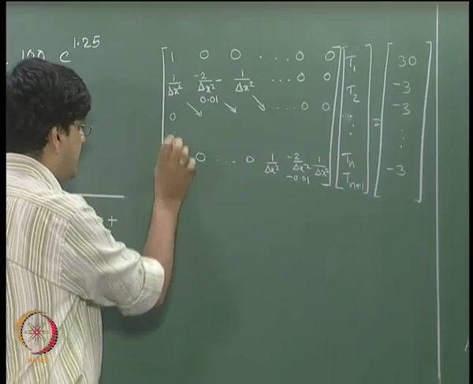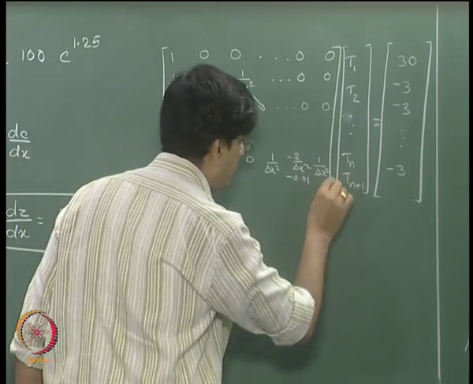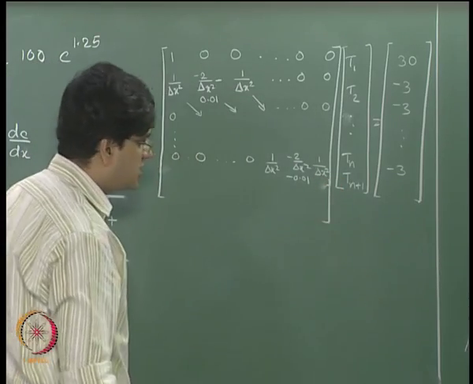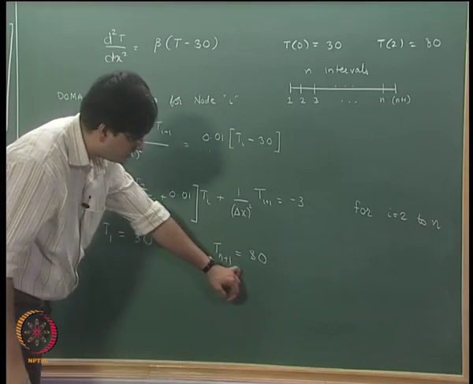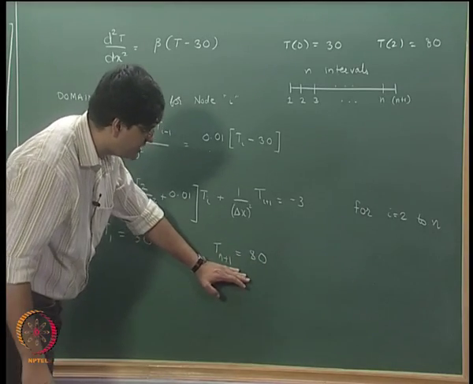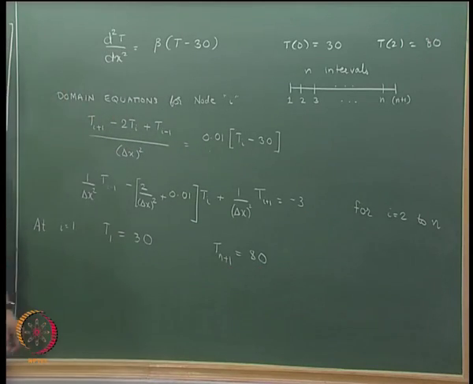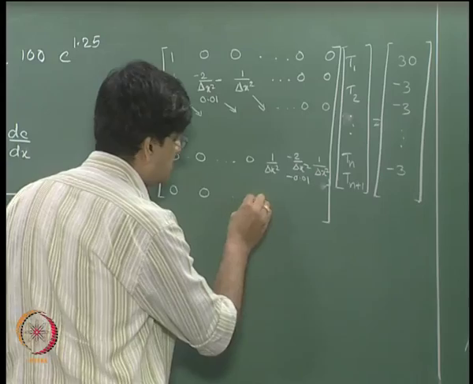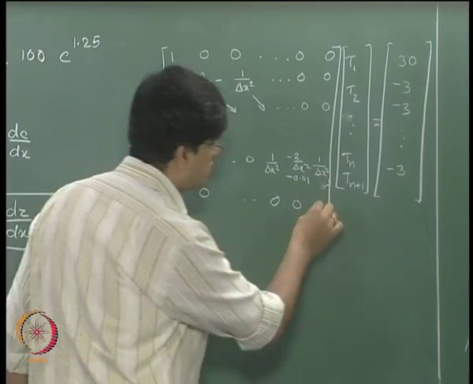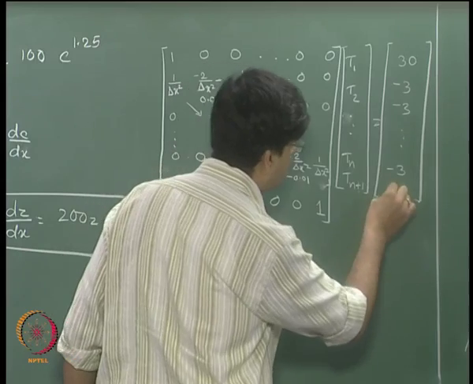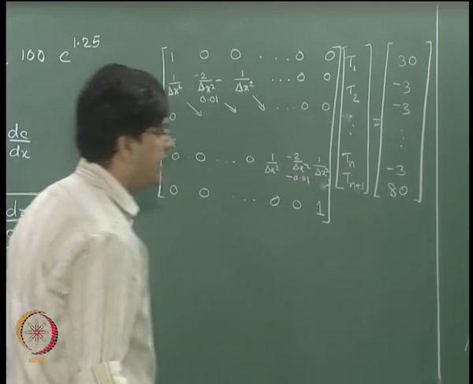Okay. And the last row is going to correspond to the boundary condition, and the last boundary condition if we look at it is 1 multiplied by Tn plus 1 equal to 80. So, we substitute that over here, everything else is going to be zeros and we will have 1 over here. So, 1 multiplied by Tn plus 1 is going to be equal to 80.